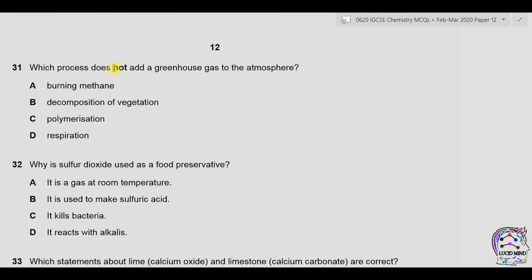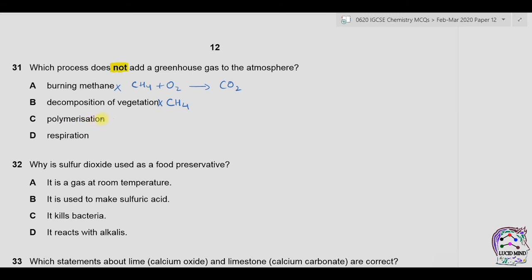Question 31. Which process does not add a greenhouse gas to the atmosphere? A is burning methane. Methane, when burnt in the presence of oxygen, forms carbon dioxide, and carbon dioxide is a greenhouse gas. So this is wrong. B is decomposition of vegetation. Now when vegetation or organic material decomposes, it forms methane gas. Methane gas is also a greenhouse gas, so therefore this is also incorrect.